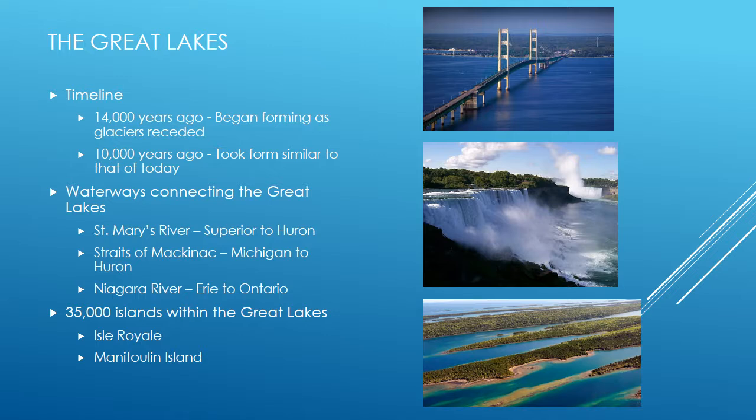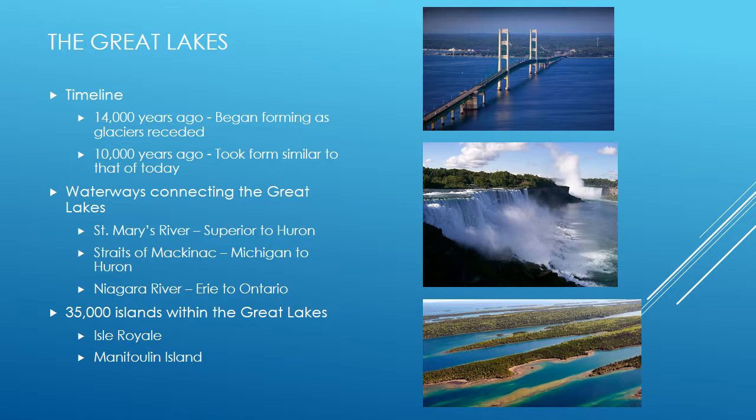The area of the Great Lakes was covered by a glacier which was more than half a mile thick about 14,000 years ago. As the glacier melted and slowly moved north into what is Canada today, it left behind a series of large depressions that filled with water. These depressions formed the basic shape of the Great Lakes, and the Great Lakes took the form similar to what they are today about 10,000 years ago.